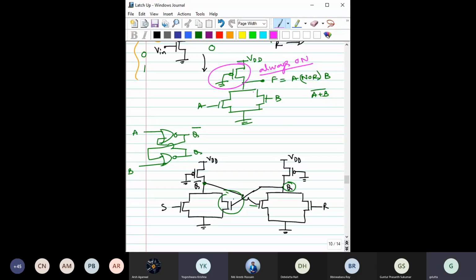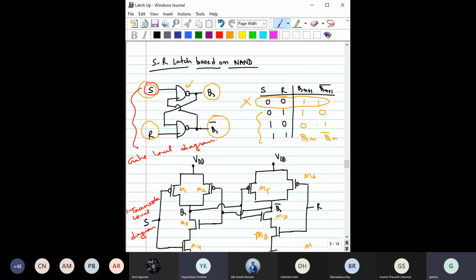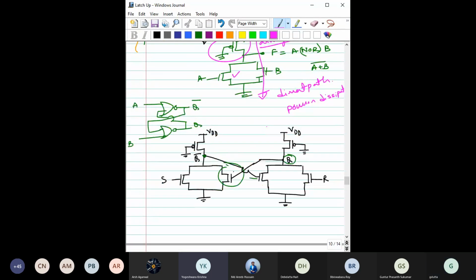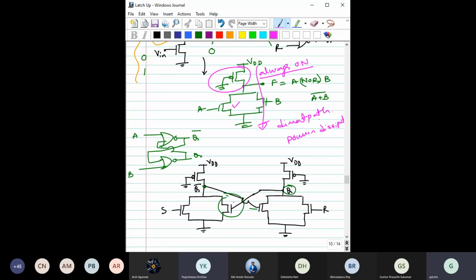So whenever this is on or this is on or both are on, there will be a direct path from VDD to ground. That will create a lot of power dissipation even in the static, even in the standby condition. Even if the output is fixed at one, it will create a lot of power dissipation, right?